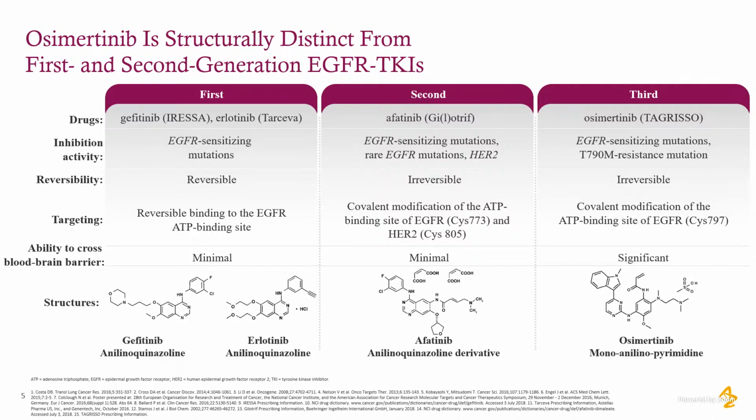Then comes the third generation, osimertinib, which targets EGFR sensitizing mutations and T790M resistance mutations. It works on both. It is an irreversible mechanism with covalent modification of the ATP binding site of EGFR, and its penetration of the blood-brain barrier is significant. Next.